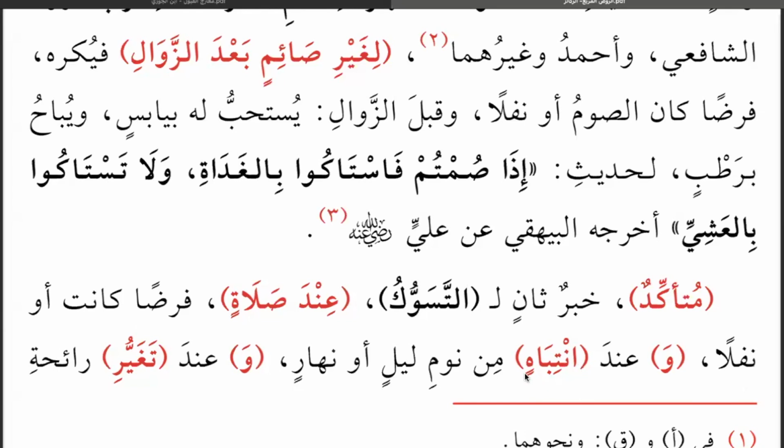Intibah is waking up. And al-intibah is when someone becomes alert or wakes up. And at waking from sleep, during the night or the day. Intibah from the sleep during the day or during the night, whether it's during the day or during the night.